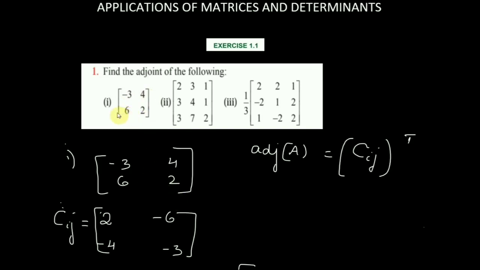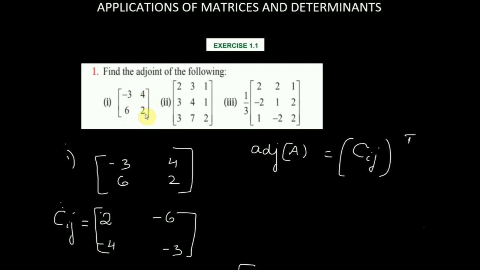Similarly, let us find the cofactor of 6. So cofactor of 6 is minus 4. Cut this row, cut this column, you get 4, but you have to write minus 4 because 6 is in the odd place. You know the position of 6, A21, 2 plus 1 is 3. So in the odd places, you have to change the sign of the minor. Actually, it's a minor. So it will become minus 4.